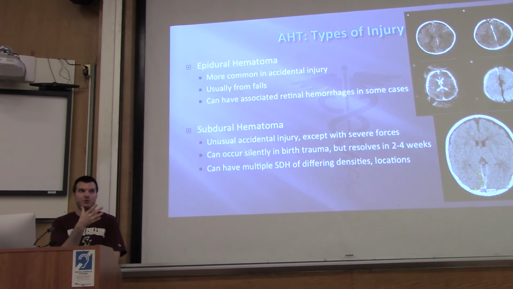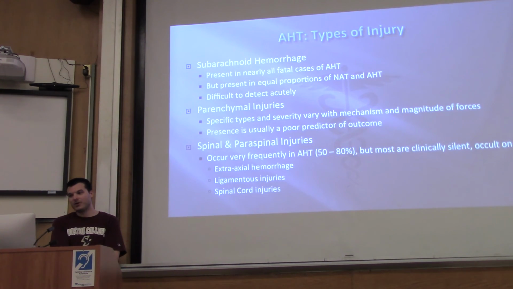And then you can have multiple subdurals of differing densities depending on how long the abuse is going on. Subarachnoid is present in pretty much all the fatal cases, but other than that, it's not very reliable. They happen pretty much equal incidence in accidental and non-accidental. Parenchymal injuries also occur. There's no good pattern to detect whether it was accidental or not. Spinal injuries happen very frequently when there is an abusive head trauma. Most are not clinically evident, not evident on CT scan, but they are usually found occult on MRI.